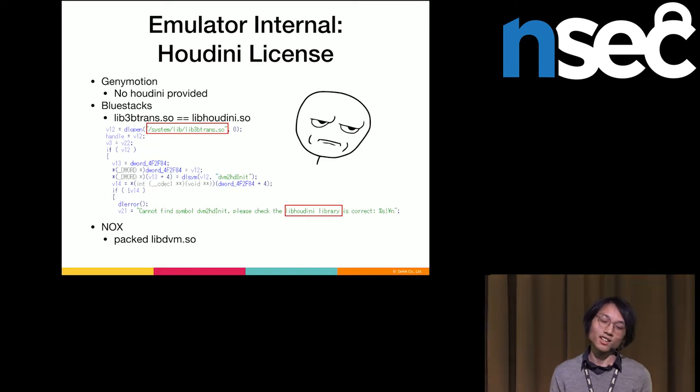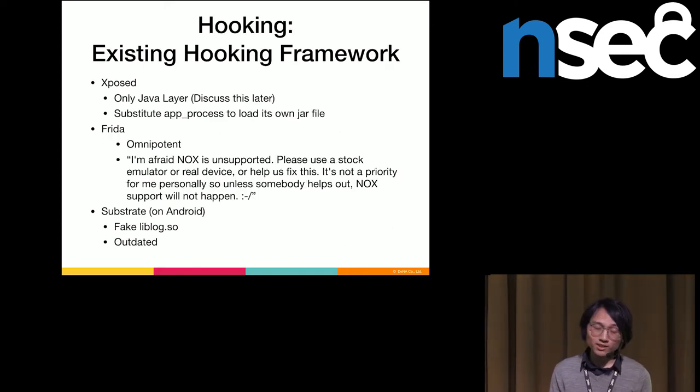Let's go to the hooking stuff. There are many famous hooking frameworks, like Xposed, Frida, and Substrate, some typical ones. Xposed is usually only used for hooking Java applications, but I will talk later about using Xposed to enable native hooking. Xposed works by substituting the app process, and it will load its own jar files in this modified app process. When zygote forks itself, it makes sure that all of the applications forked from zygote will load the jar file in advance.